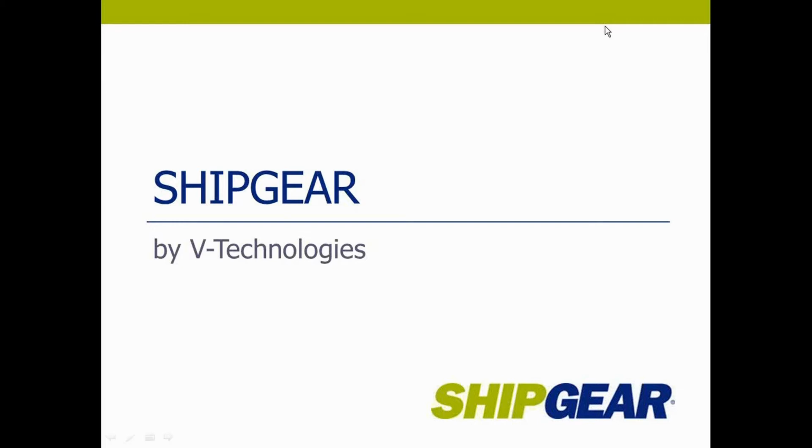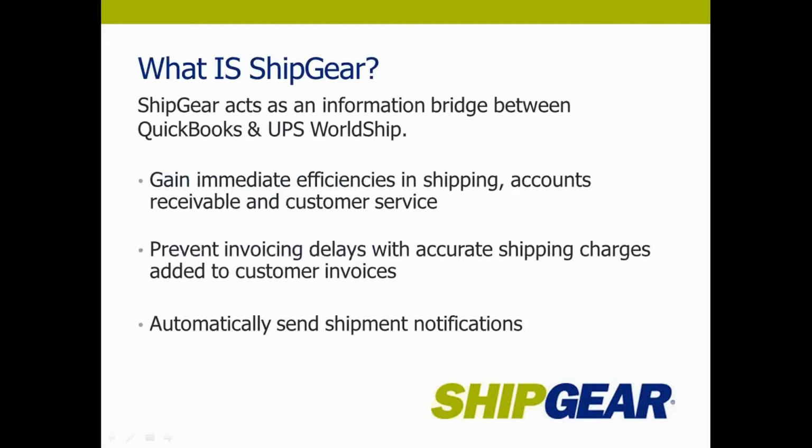So I just want to take you through a few slides, some general background information, and then we're going to go into a demo of the product. So what is ShipGear? ShipGear is an information bridge between QuickBooks and UPS WorldShip. This runs in the background, and it allows you to gain efficiencies in your shipping department, your accounts receivable, and customer service. You can prevent invoicing delays with accurate shipping charges updated to the customer invoices.